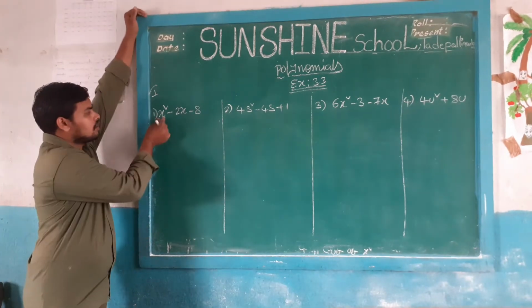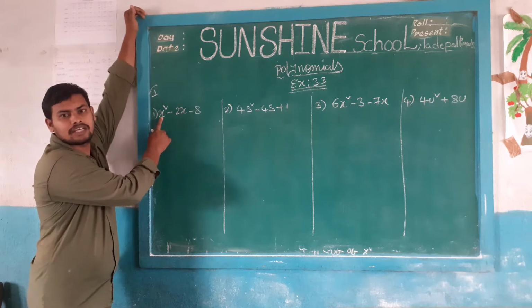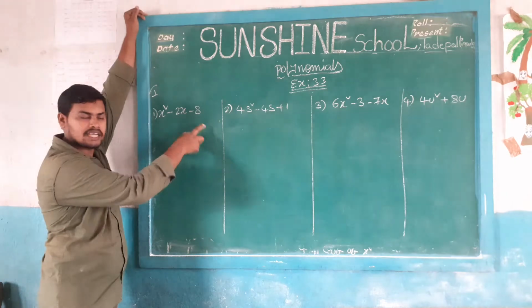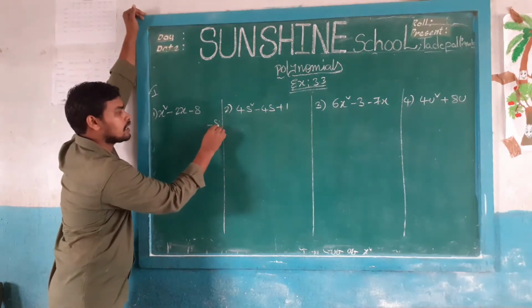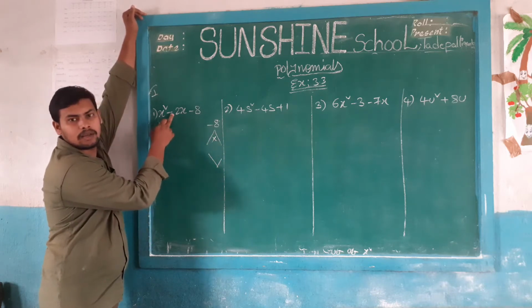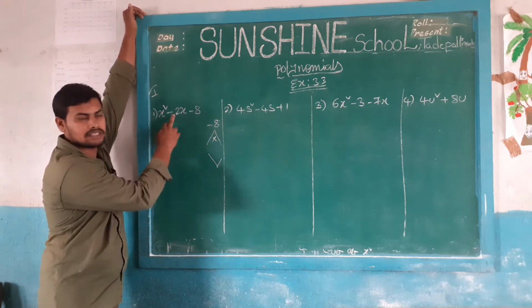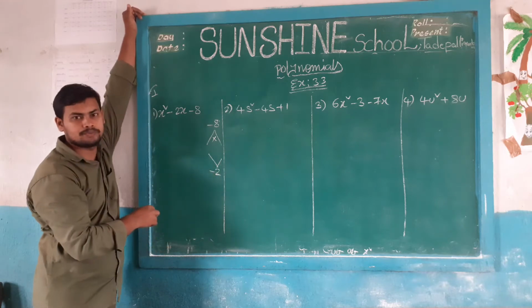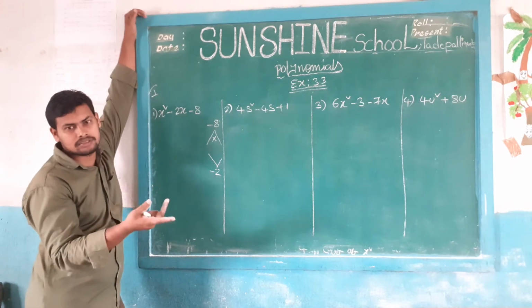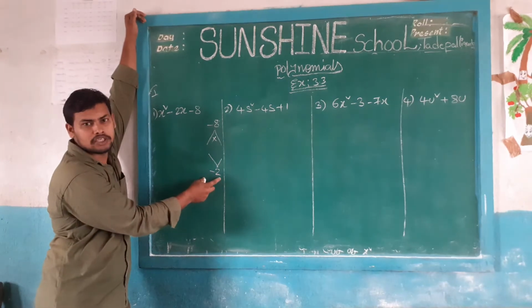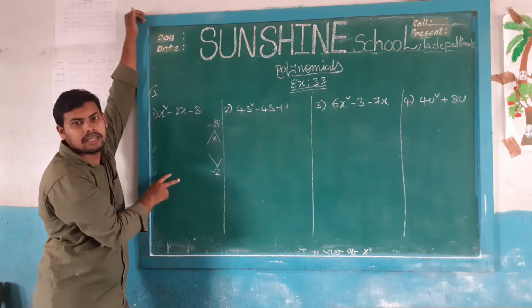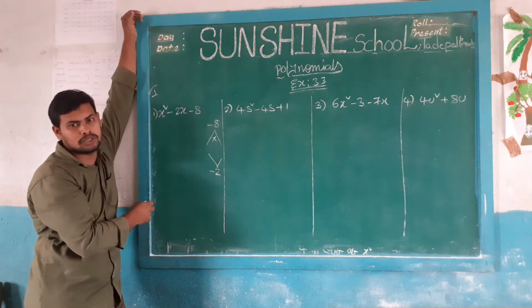We already know here the coefficient of x square is 1 and the constant term is minus 8. 1 into minus 8 is minus 8. The middle term is nothing but the coefficient of x. What is the coefficient of x here? Minus 2. So if we add two numbers, the result is minus 2. In the similar way, if you multiply those two numbers, the result is minus 8. So what are those two numbers?